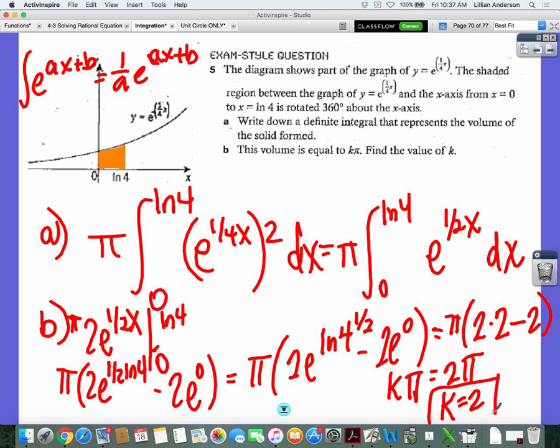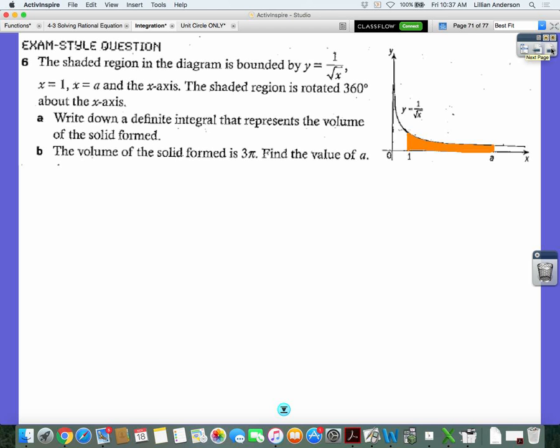Question on this one. Let's look at the next one. You have another shaded region that you have to fill in.